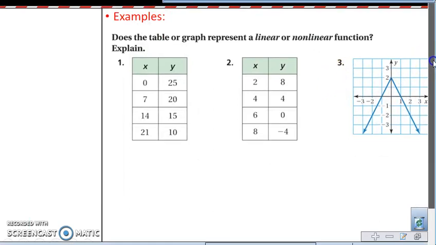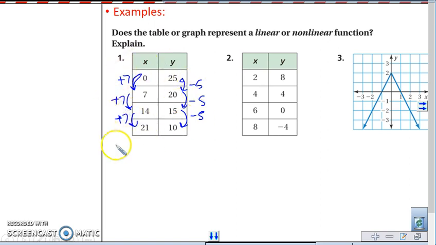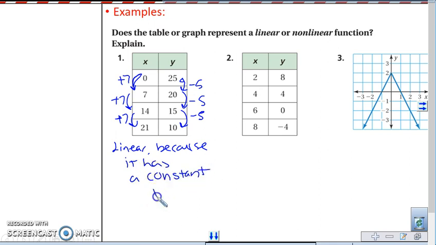Does this graph or table represent a linear or nonlinear function? And explain. So we're looking for that constant rate of change. Down by 5, down by 5, down by 5. Constant rate here. Up by 7, up by 7, up by 7. Constant rate here. So this is linear because it has a constant rate of change, slope.